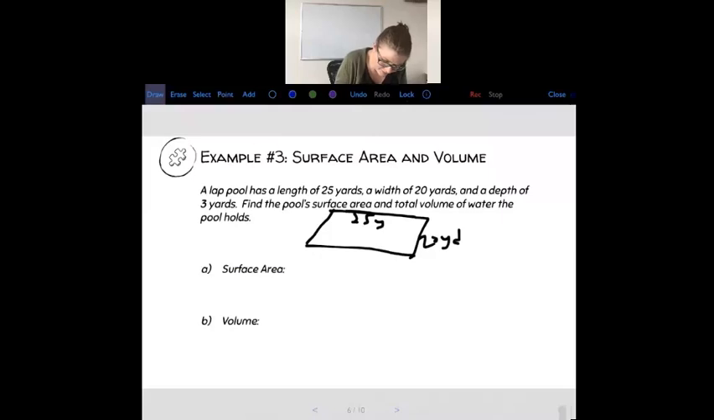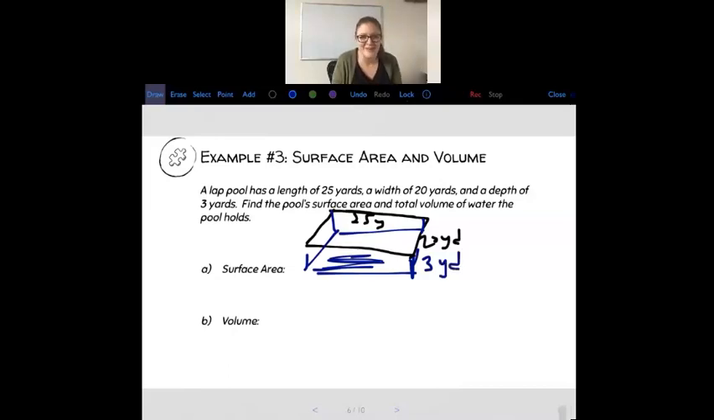And it has a depth of 3 feet. So it's going to go down. I'm going to try to draw in blue to help with the visual aid here. And this is our pool filled with water. 3 yards, not 3 feet. Okay, so the surface area is the area just at the water level, the surface level area. So our surface area here is the 20 yards times 25 yards.